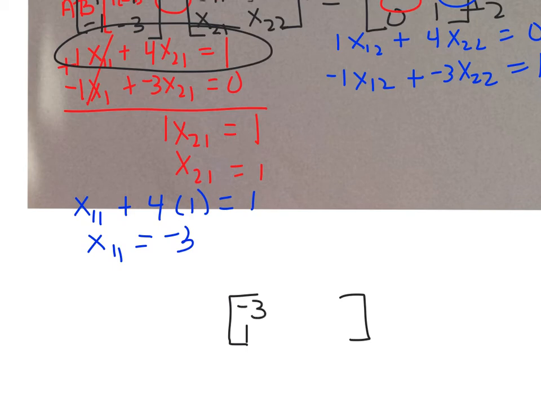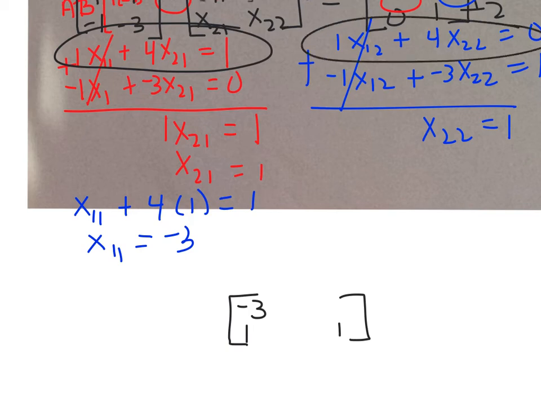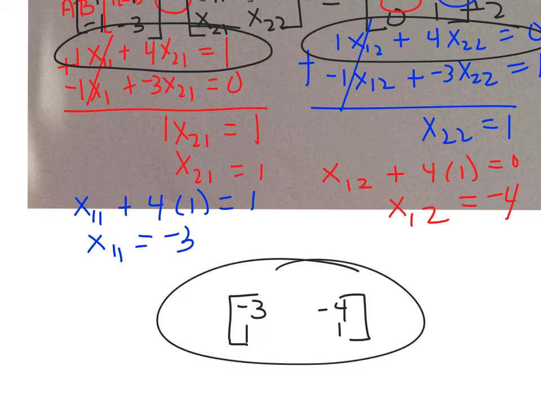Okay, so let's go on to the other side over here. So these cancel when I add. So I have x₂₂ is equal to 1. So let's put that in, x₂₂. So that's row 2, column 2 is 1. And then I'm going to plug it into the top equation. So that would be x₁₂ plus 4 times 1 equals 0. So x₁₂ is equal to -4. So that's row 1, column 2 is -4. So this is my inverse.